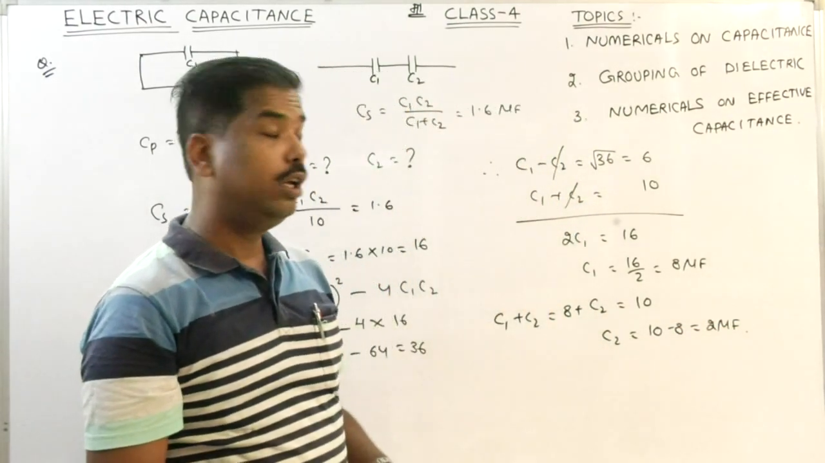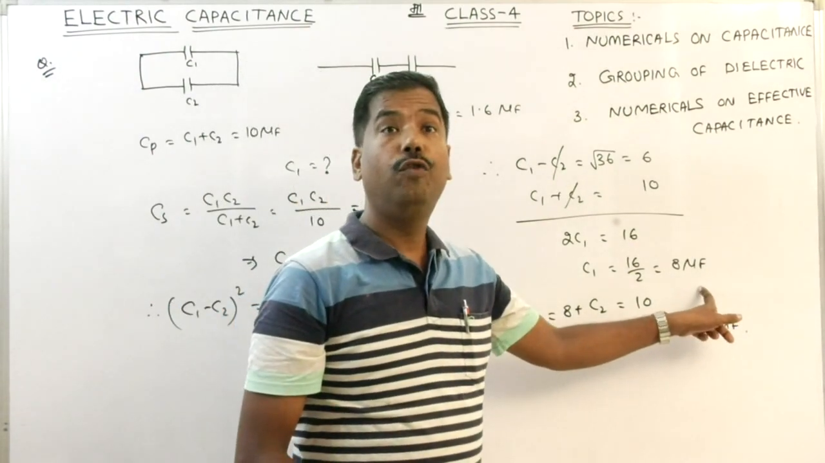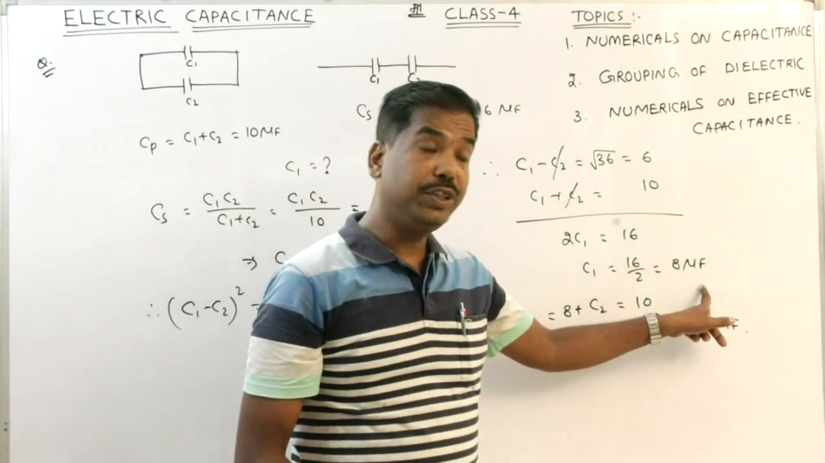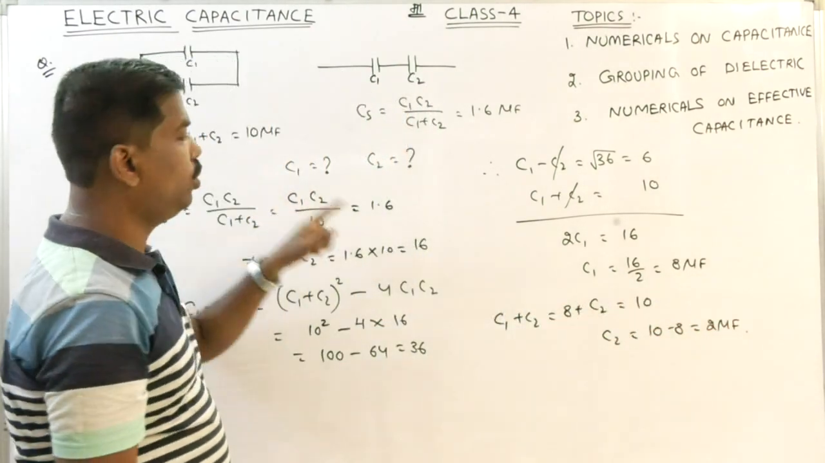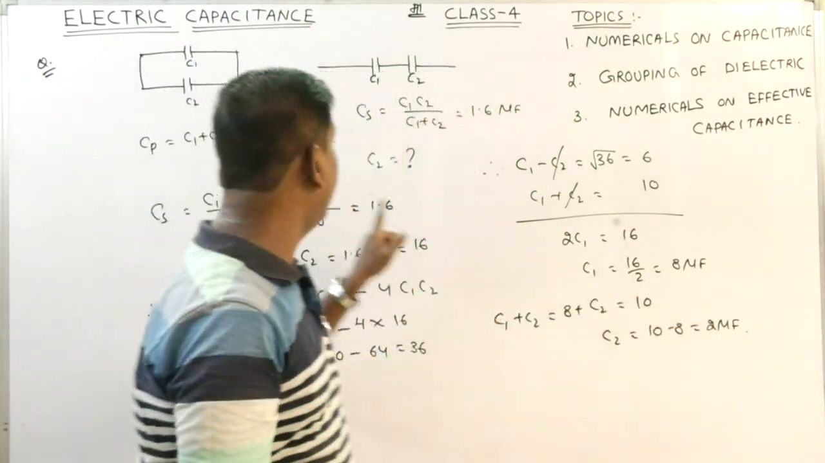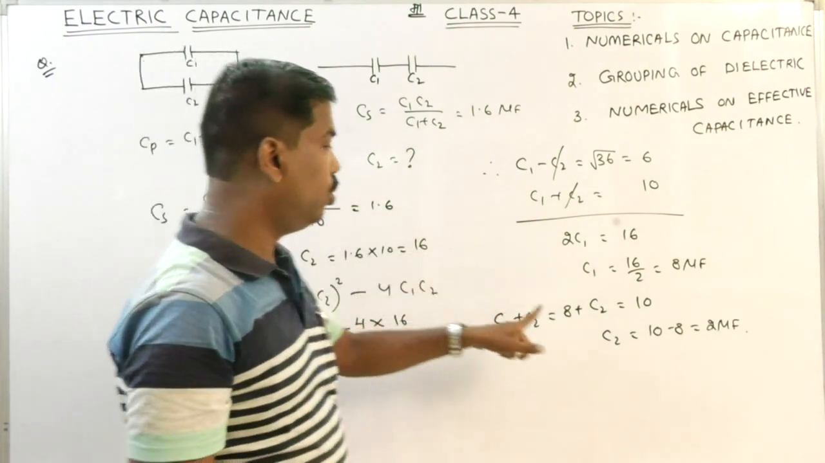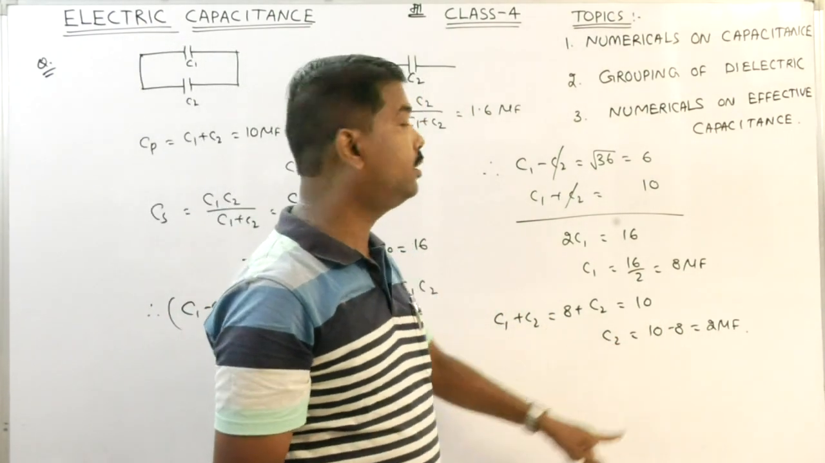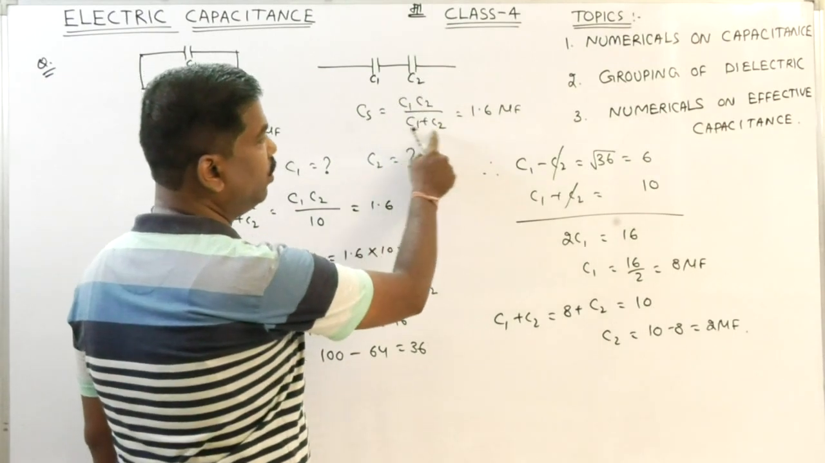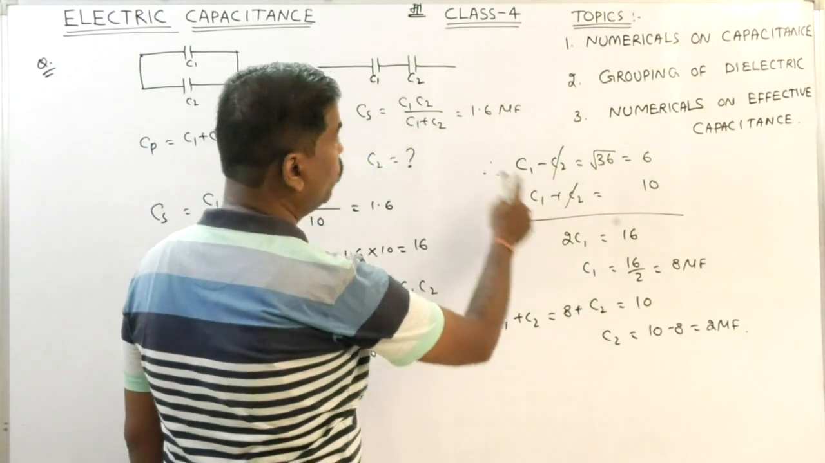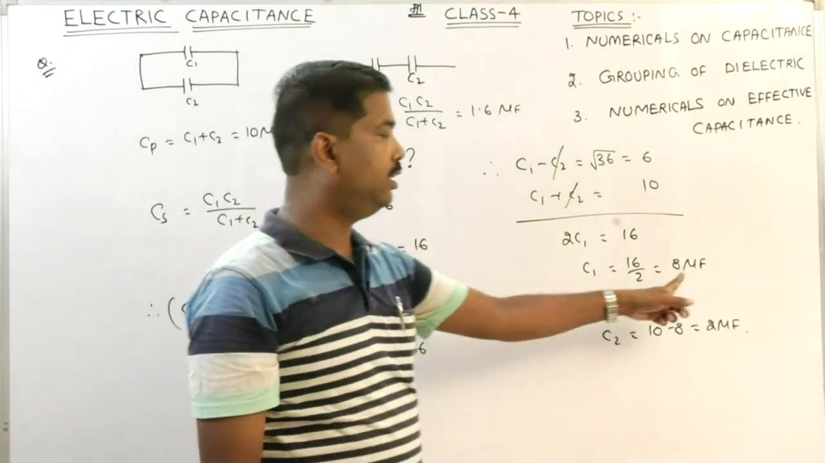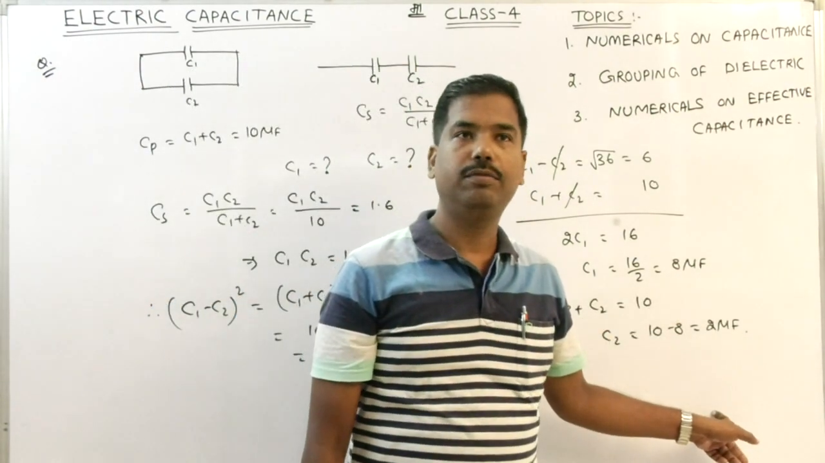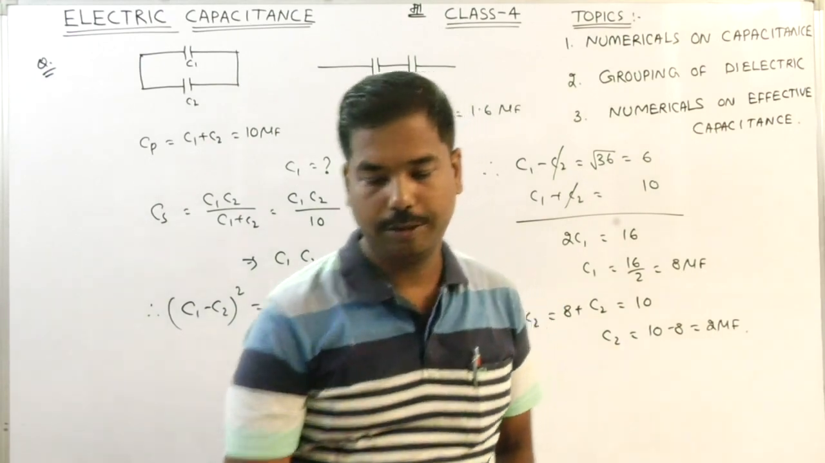Clear? It means when an 8 microfarad capacitor and a 2 microfarad capacitor are connected in parallel, that is C1 plus C2, 8 plus 2 is found to be 10. Correct? So when they are connected in series, that is C1 C2 by C1 plus C2, that is 8 into 2, 16 by 8 plus 2, 16 by 10 is 1.6. Hence this is our right answer. Clear? Next.